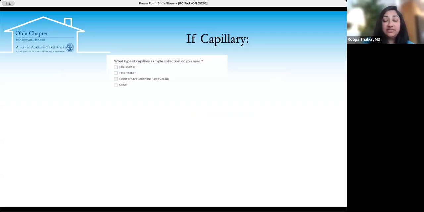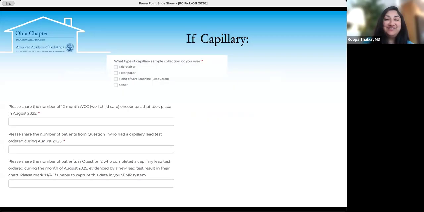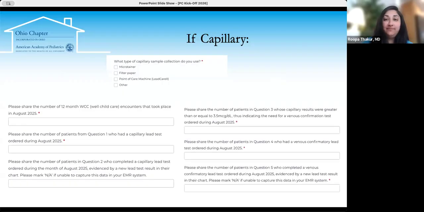If you mark capillary screening with venous confirmation, we'll ask you to clarify the specific capillary sampling method that you use. And then if you hit next, Suhavi, we'll go through the same set of questions that our venous test friends answered. How many well visits did you complete in August? How many of those had a capillary lead test ordered? How many of those have a lead test resulted in their chart indicating that the test was actually completed?